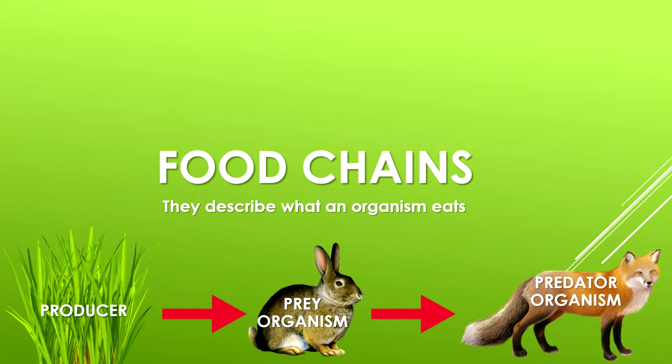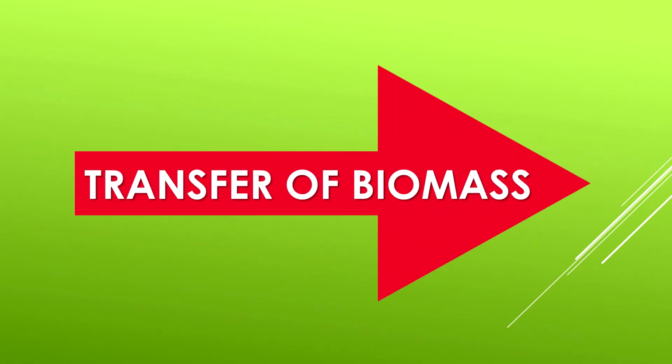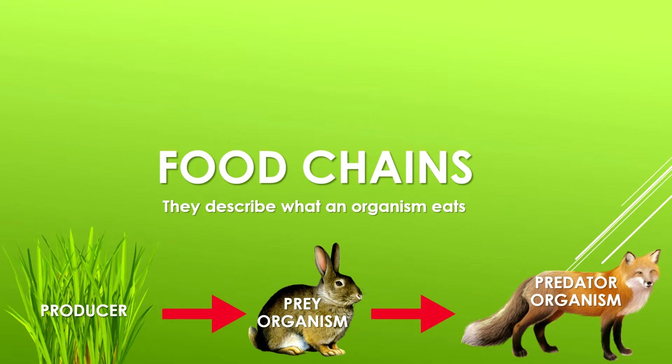And so the predator eats the prey organism. The red arrows in this food chain are basically the transfer of the biomass. So it's not what eats what, it's where the biomass goes. So the rabbit will eat the producer, the grass, so the biomass of the grass will go to the rabbit, etc. The fox will eat the rabbit, and the biomass of the rabbit will then go to the fox when it eats it.